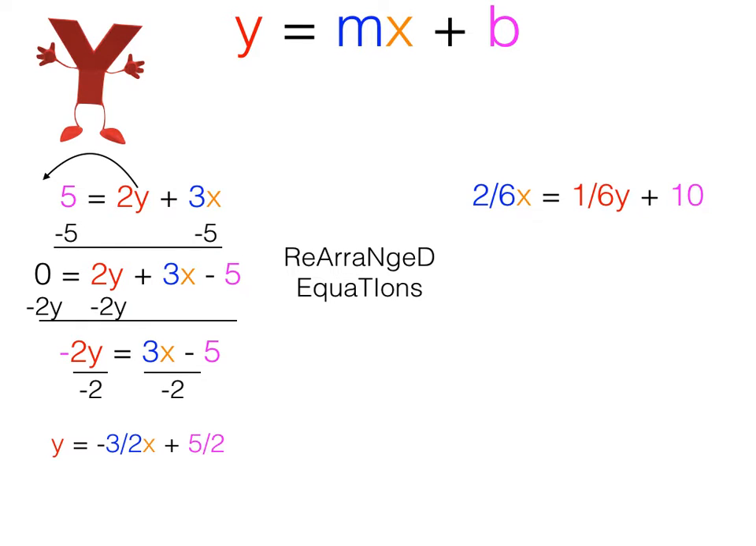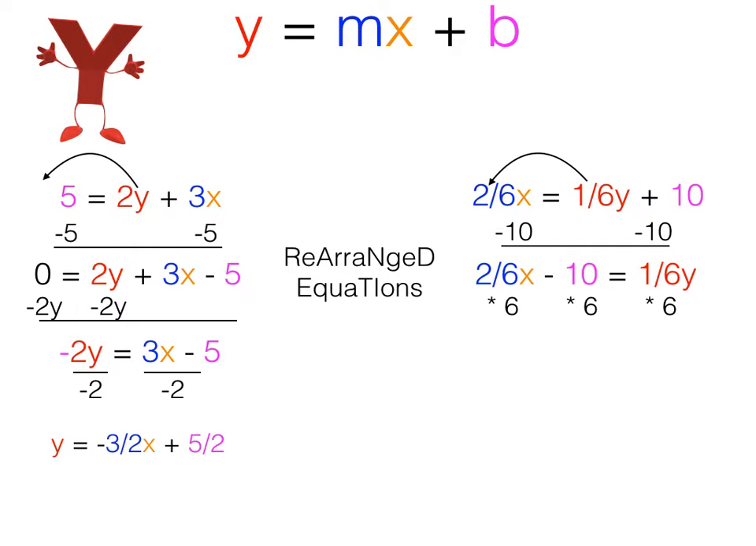For the next equation, pause your video and try it on your own if you feel ready. First, subtract 10 to get x by itself. Then, multiply each side by 6. The 1/6 will be 6, the 2/6 will be 2, and the -10, -60. Our answer is y equals 2x minus 60.